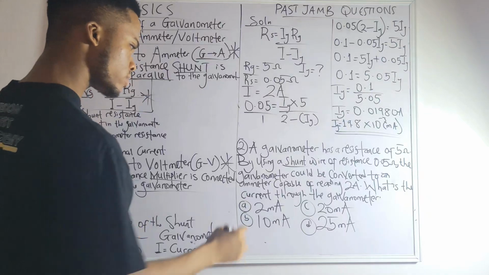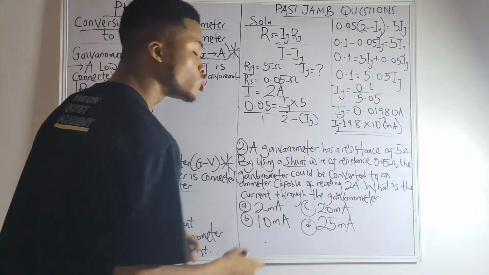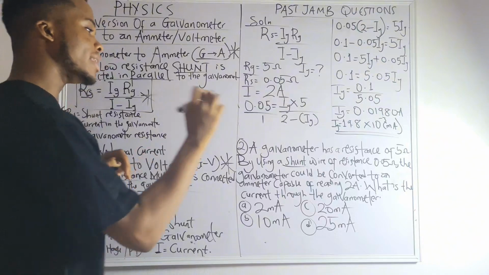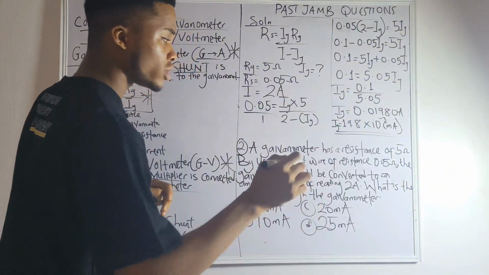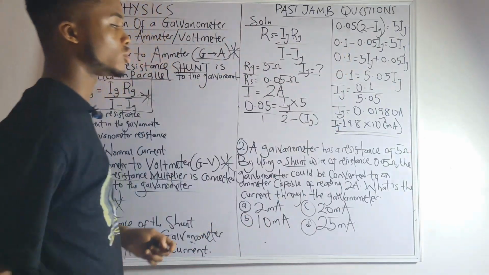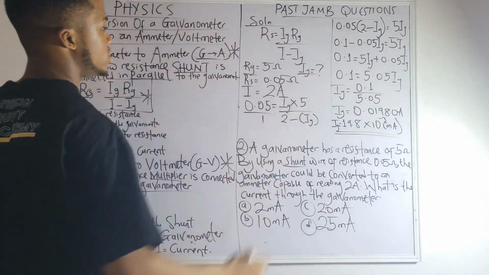Now, let's go on. The galvanometer could be converted to an ammeter capable of reading 2 ampere. This is your normal current, the normal current given. Now, what is the current through the galvanometer, which is your IG? Your IG is what? Unknown. Okay, so using my formula, R is equal to IG RG over I minus IG.